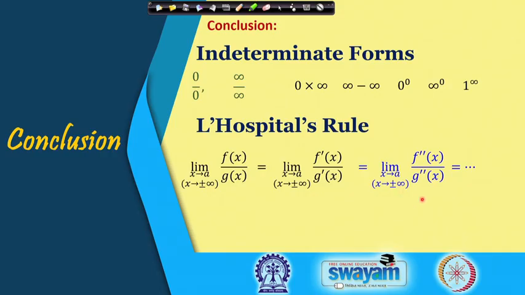But the important point was that this rule is valid when those limits exist. If the limits of the derivatives do not exist, then we cannot conclude that the original limit does not exist. So, this rule is a very useful rule.